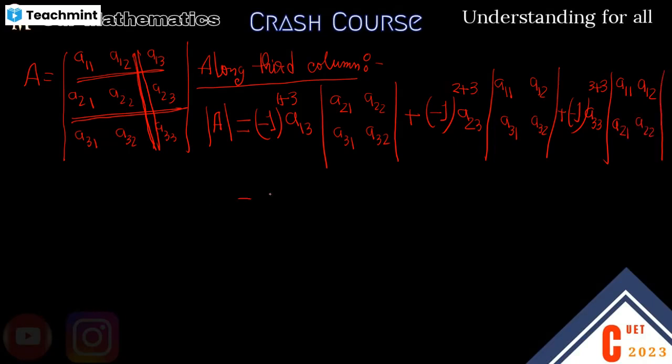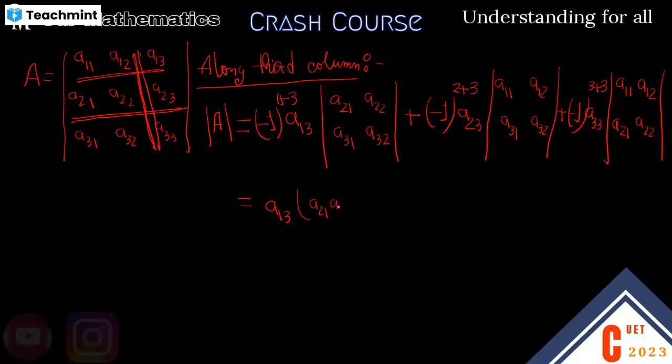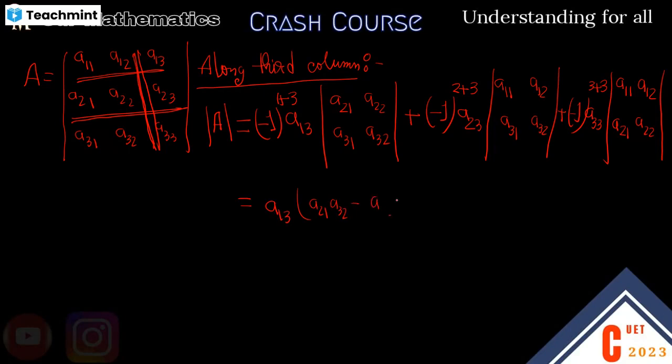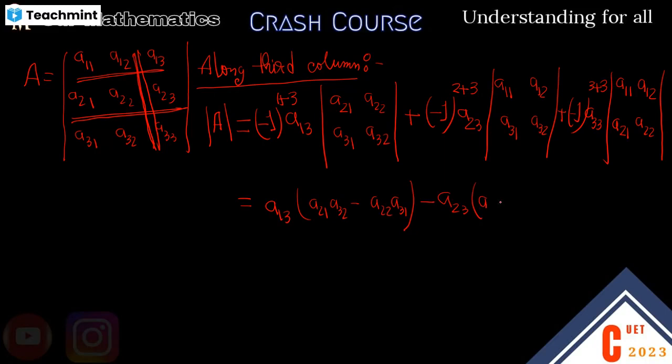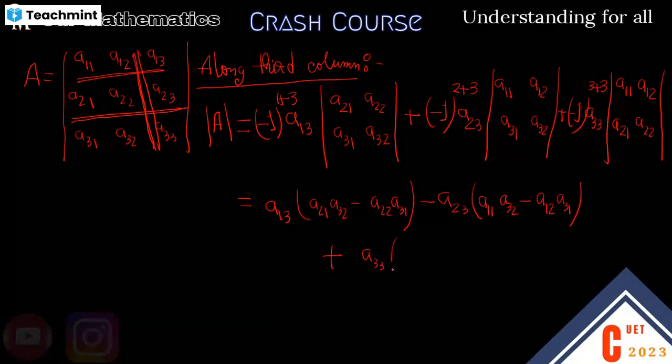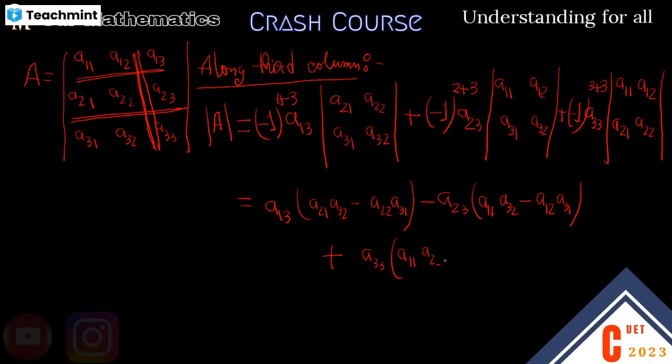Now just expand. You will get A13 into A21 into A32 minus A22 into A31 minus A23 into A11 into A32 minus A12 into A31 plus A33 into A11 into A22 minus A12 into A21.